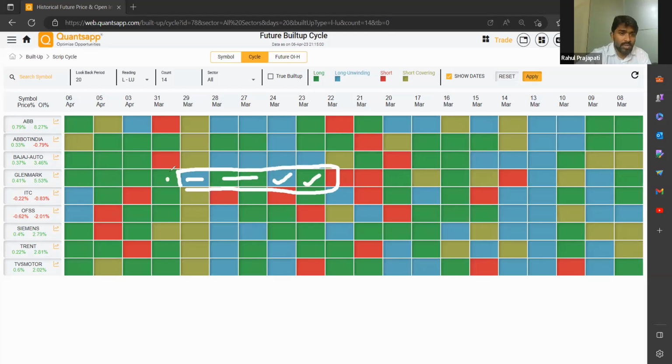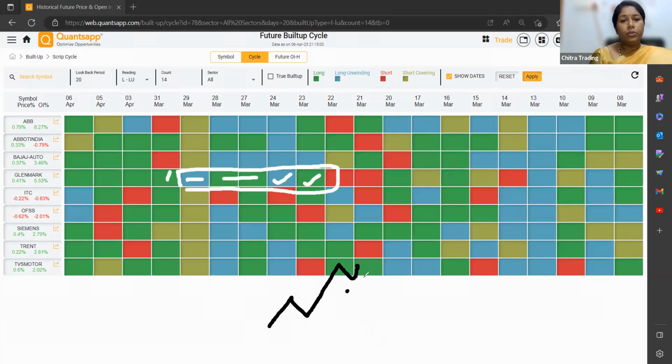Now on this day, on 31st, as soon as I get one long again, I feel that, what was happening in this? Let me just draw it. Okay, if that happens. So it was long and then long unwinding. Okay, then 2 days long and then long unwinding. And then again we have a long like this. So it's a reversal, right?